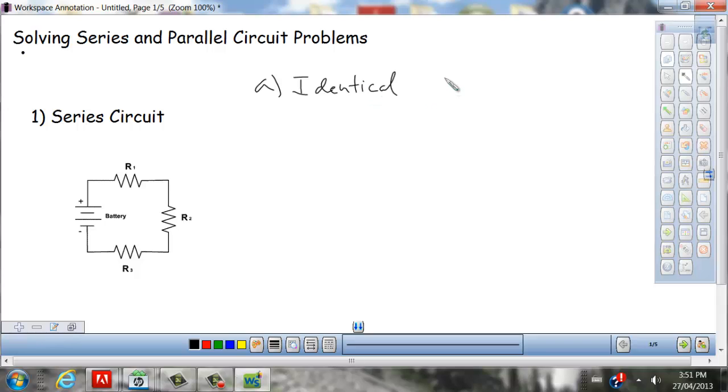So in this case, R1 equals R2 equals R3. For all intents and purposes, you could say the equivalent resistance of the entire circuit is R1 plus R2 plus R3. What this means is the current coming from the battery is determined by R equivalent, not by the resistance of any one particular load.